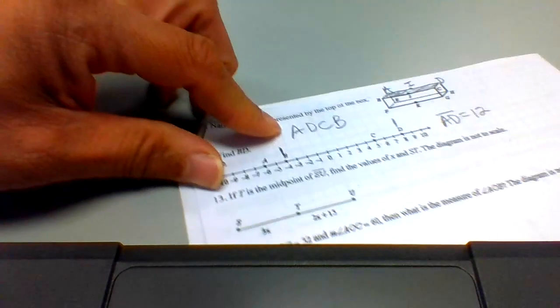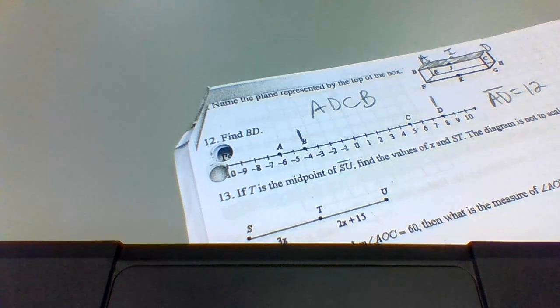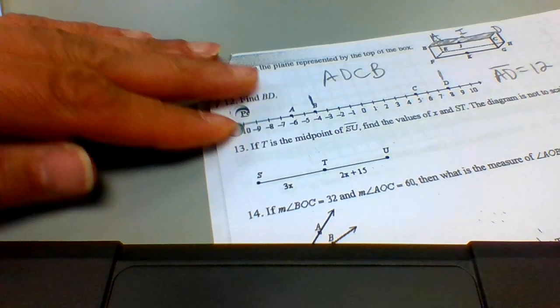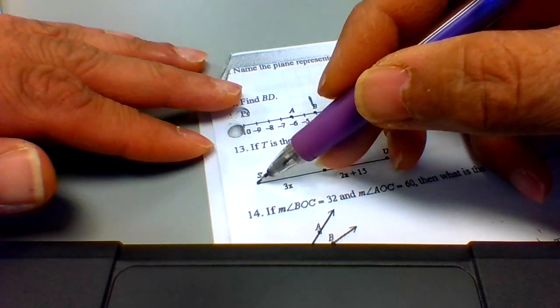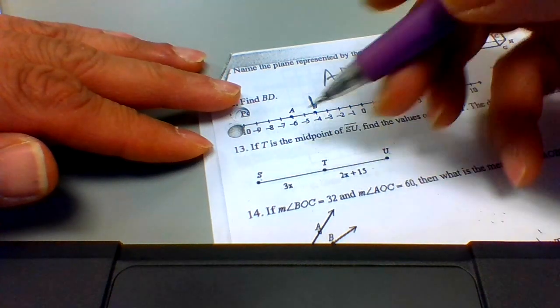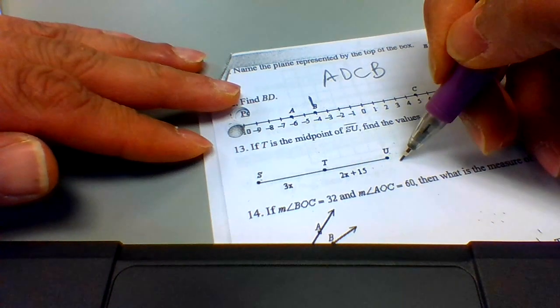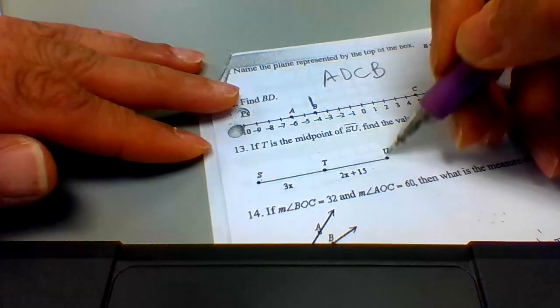All right. If T is the midpoint of SU, find the value of x and ST. The diagram is not to scale. All right, so I've got to find from S to U. That means I need to find ST and add TU to it to find the whole distance. So this amount plus this amount equals the whole thing.